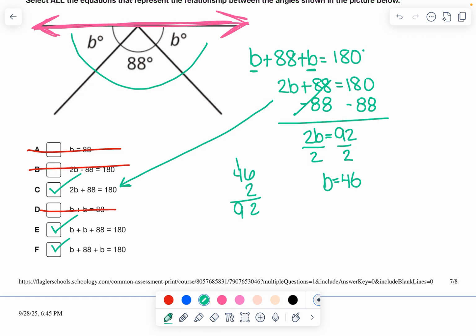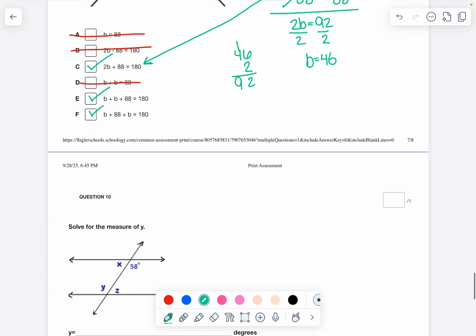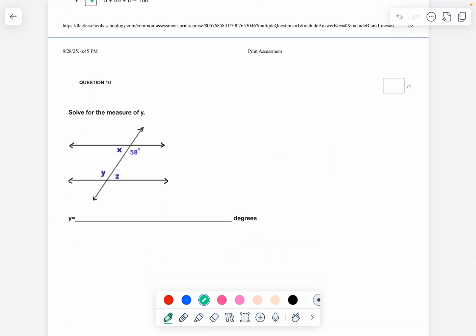Okay, so moving on to question 10. Select the measure of angle Y. So if we look over here at our alternate interior angle, 58 degrees, remember alternate interior angles are congruent. So the measure of angle Y would by default equal 58 degrees because of the alternate interior angle theorem.